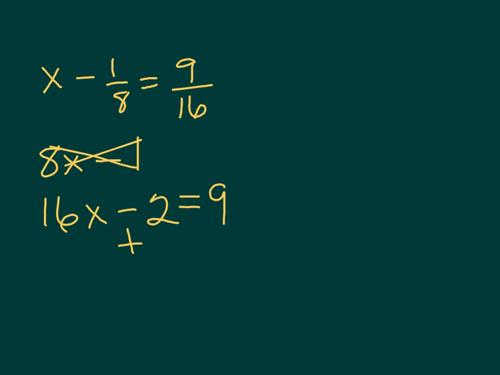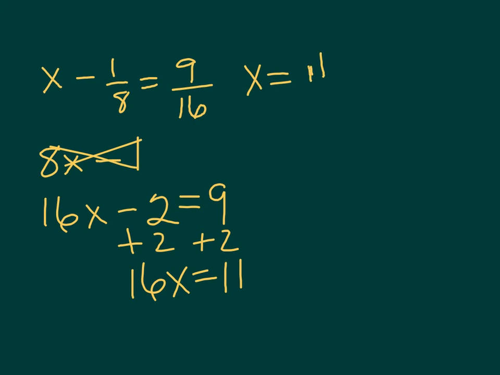Now I just get to go plus 2, so 16x equals 11. Now everyone is starting to panic because you can see you're not getting a whole number. It's okay not to get a whole number. X is going to be 11 divided by 16, because we're going to divide by 16 on both sides. That's the answer.